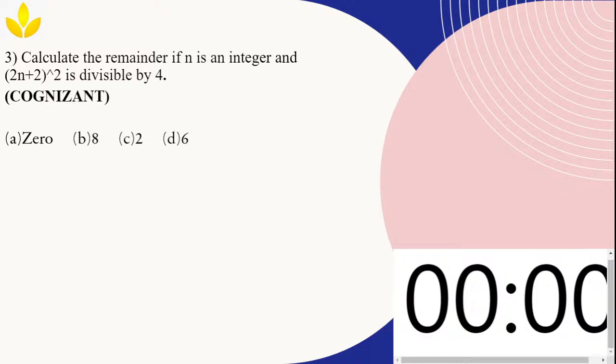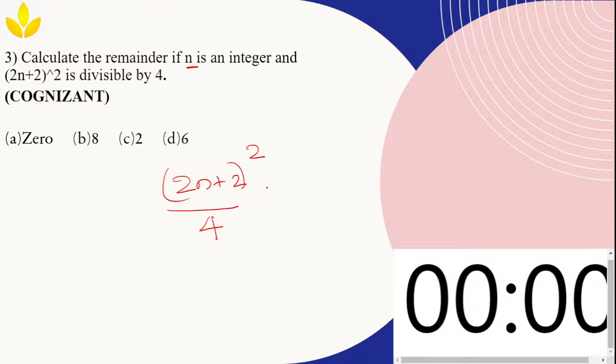And as I mentioned, we have taken this question from Cognizant. Okay. Now, how are we going to solve this particular question? Now see here. Calculate the remainder if n is an integer and (2n+2) to the power 2 is divisible by 4. Easy. Okay. How are you going to solve this question? (2n+2) raised to the power 2, and if you divide it by 4, what is the remainder? You have to find the remainder, which is the question, right? Okay. Now what is the remainder?